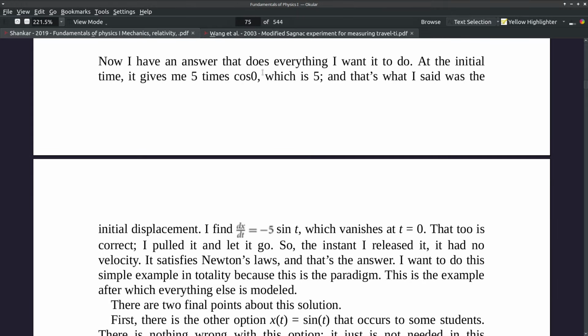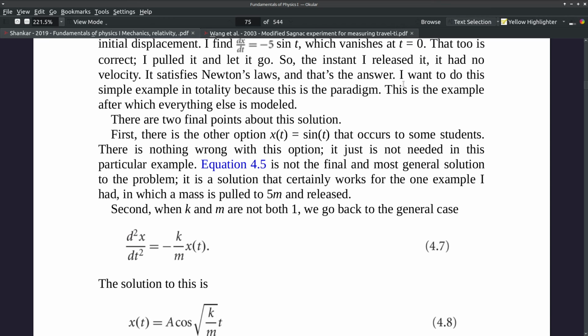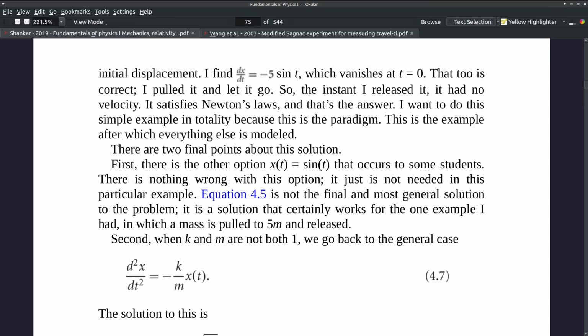So now I have an answer that does everything I wanted to do. At the initial time, it gives me 5 times cosine of 0, which is 5. And that's what I said was the initial displacement. I find dx/dt equals negative 5 sine of t, and sine vanishes at t equals 0. That too is correct. I pulled it and let it go, so the instant I released it, it had no velocity. It satisfies Newton's laws, and that's the answer. I want to do this simple example in totality because this is the paradigm. This is the example after which everything else is modeled.